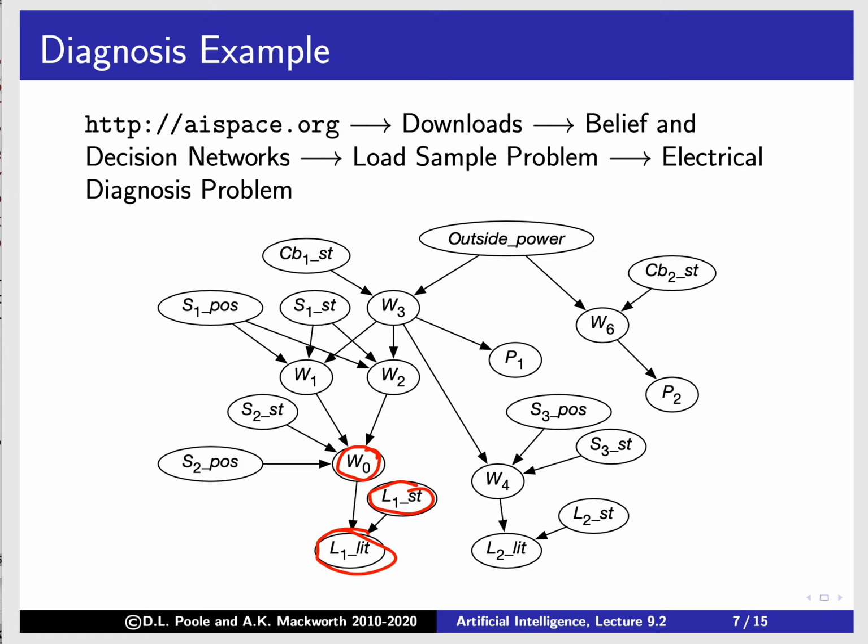The power W0 only depends on the position of the switch, so switch S2 goes into it. The status of S1, W1, and W2 in turn depend on the position of S1 and this other one, and the power W3. And W3 here just depends on how the circuit breakers work and whether there's outside power.